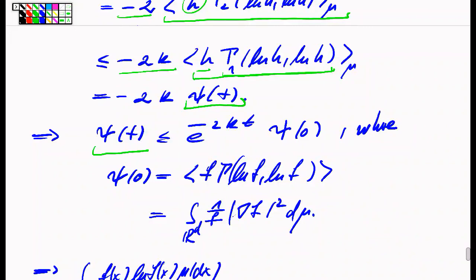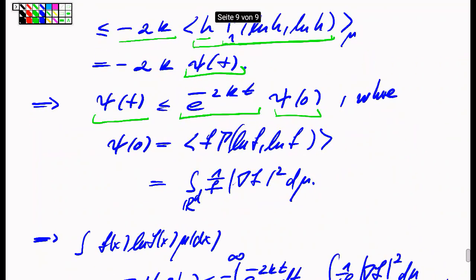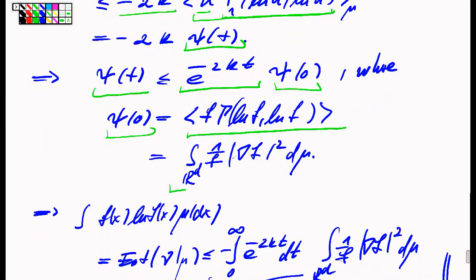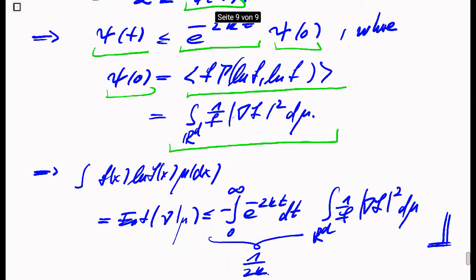t is less or equal than e to the minus 2kt times psi of naught, where psi of naught is f times gamma log log f, or which, in other words, is 1 over f times grad f squared, which is this Fisher information in this particular case.